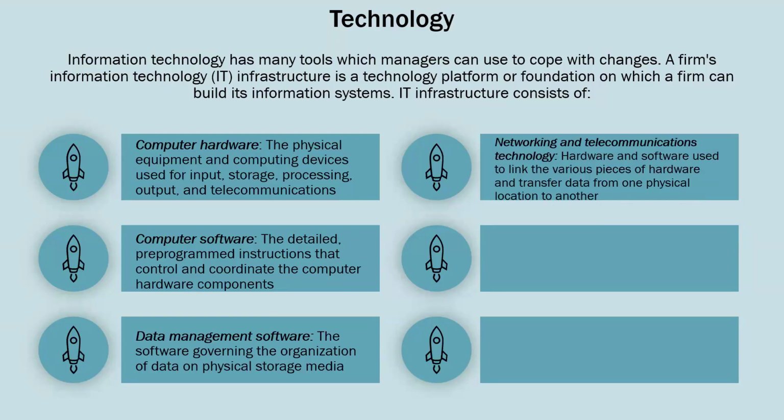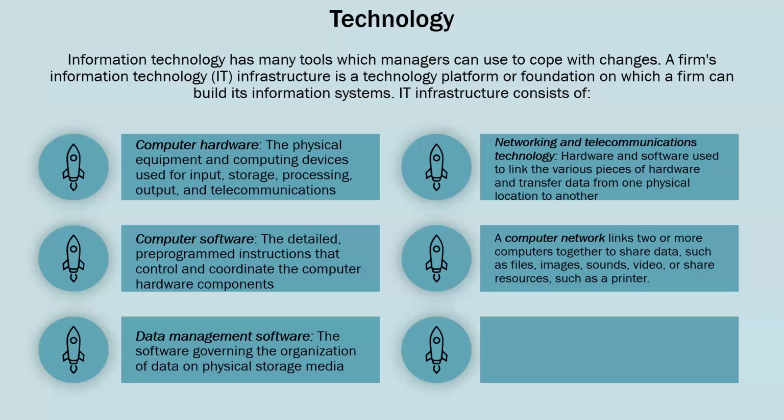Then you've got your networking and telecommunications technology. This is your routers. How do you access the internet, or how do you transfer information from one device to another? Then you've got your computer network, right? So obviously, for you to be able to transmit from one device to another, you need a network, a link, right? So a computer network links two or more computers together to share data such as files, images, sound, video, and things like that, right?